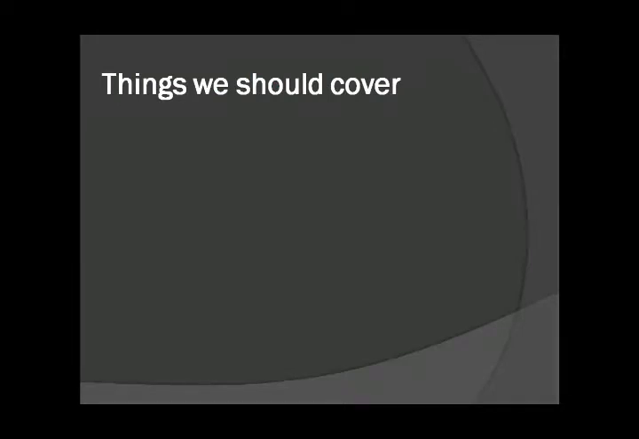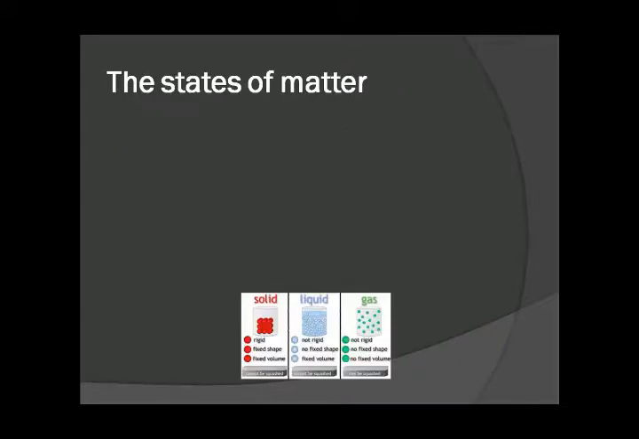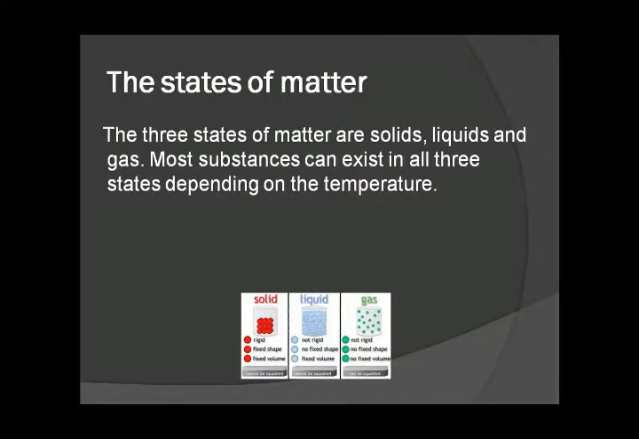The things we should cover in this episode: the three states of matter and diffusion. The three states of matter include solids, liquids, and gas. Most substances can exist in all three states depending on the temperature. An example of a substance that exists in the three states is water.